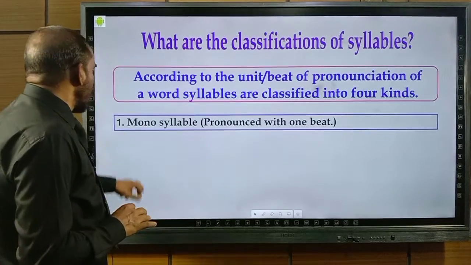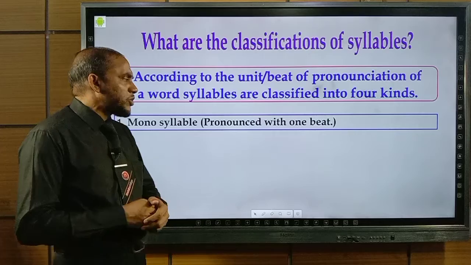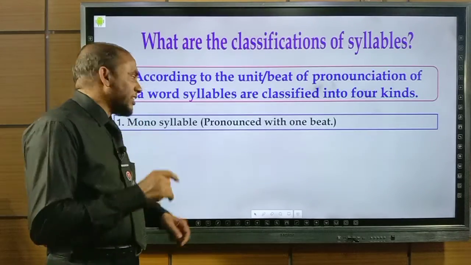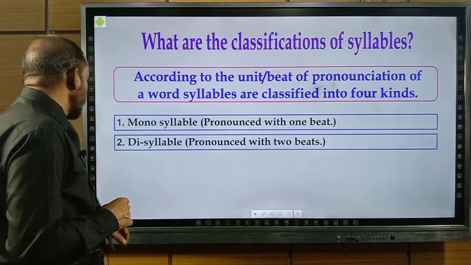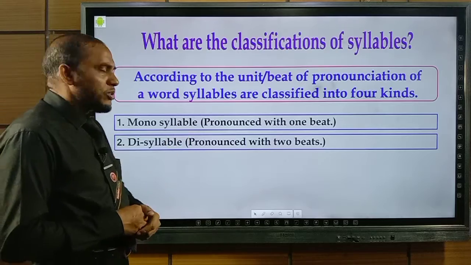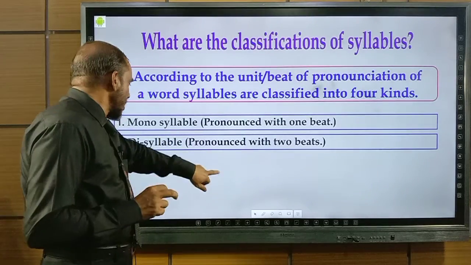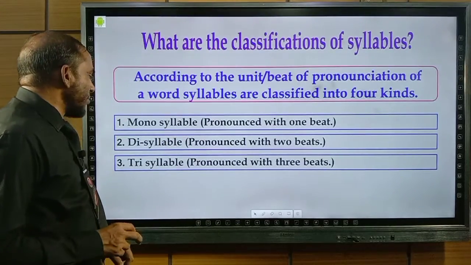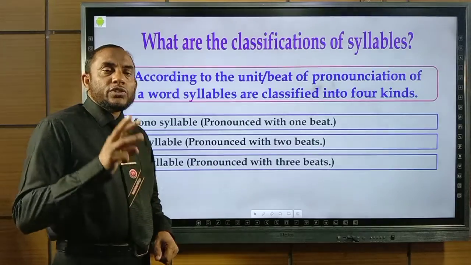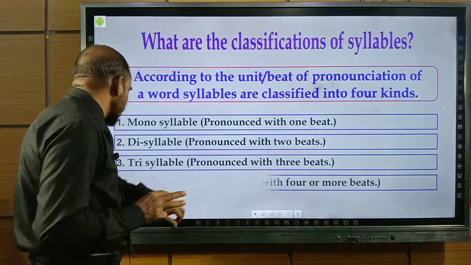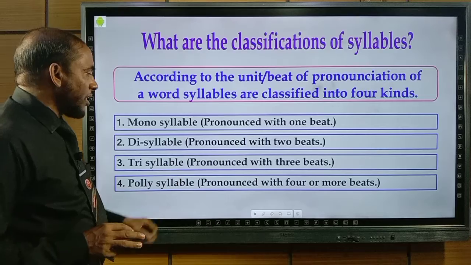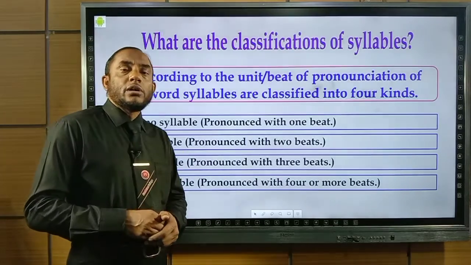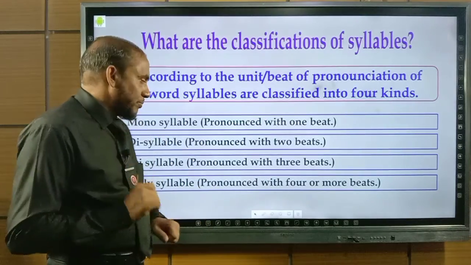Number 1, monosyllable, I mean, pronounced with only one beat. Number 2, disyllable, pronounced with 2 beats. And then trisyllable, pronounced with 3 beats. And last of all, polysyllable, pronounced with 4 or more beats. Okay, dear students, now follow.